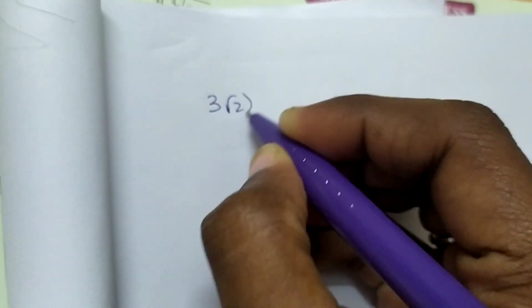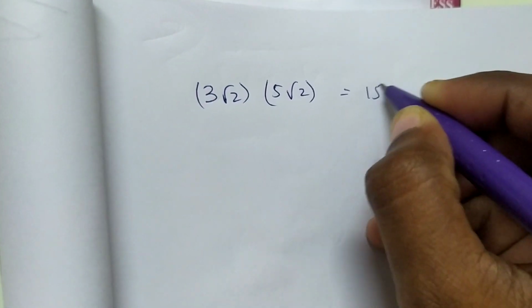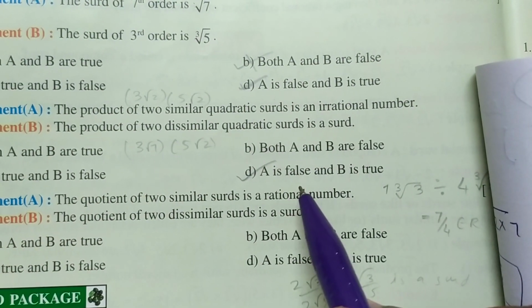3 root 2 into 5 root 2 will give rise to 5 3s are 15. Root 2 into root 2 will give you 2. So if you multiply, you will be getting 30, which is nothing but a rational number. But they have given it like irrational number. Therefore, A is false.